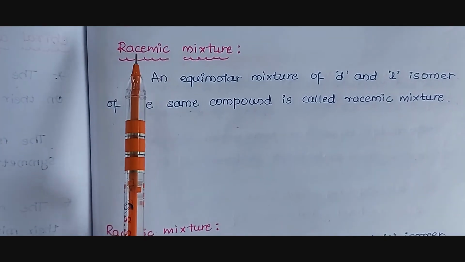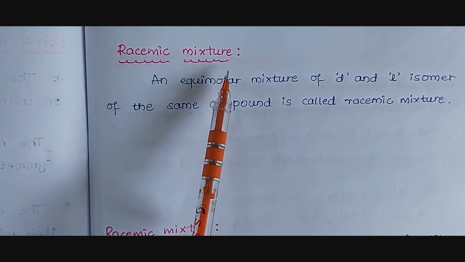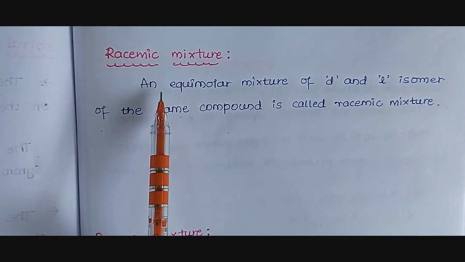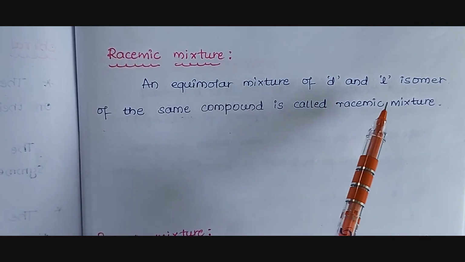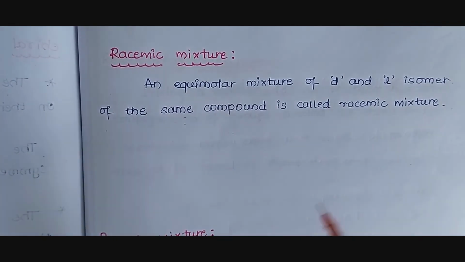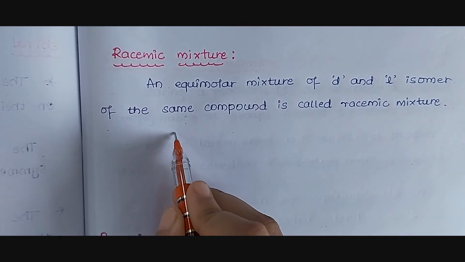What is a racemic mixture? The racemic mixture, which I had discussed earlier, we get as a product in an SN1 reaction. We'll understand it. An equimolar mixture of D and L isomers of the same compound is called a racemic mixture. What does it actually mean here?